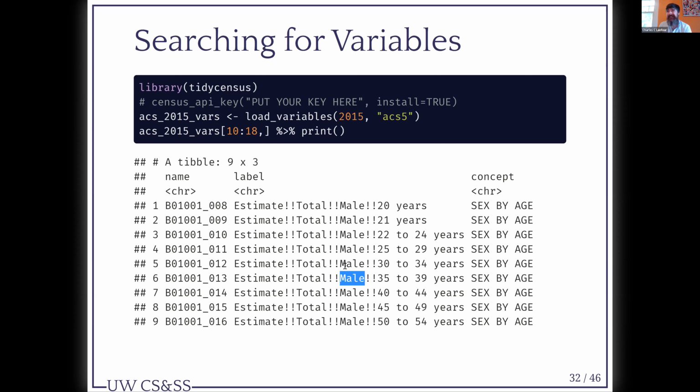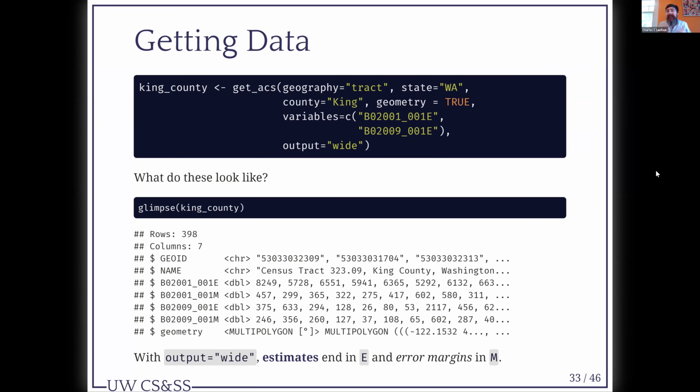If you work with a lot of census or ACS data, you may also just know all your variable numbers, in which case you just punch in the ones you're used to using and you can do it. Okay, so that's something to play with. You can search through it, find what you want. Okay, so actually getting the data.